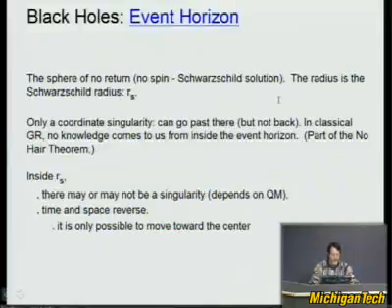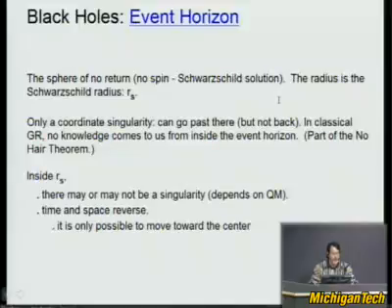Back to the event horizon. The event horizon is thought to be the sphere of no return. We're going to get into trips to black holes in the very near future. If you're looking at these lectures in the future, those might already exist. Going past the Schwarzschild radius brings you to a place where you can't return.